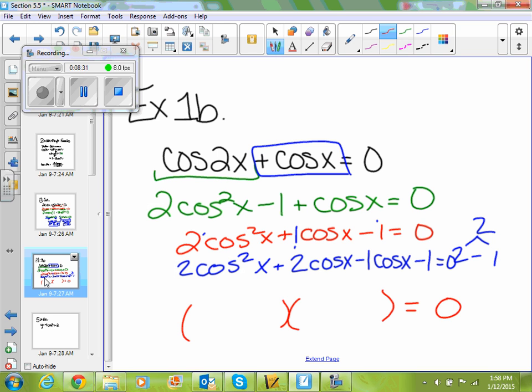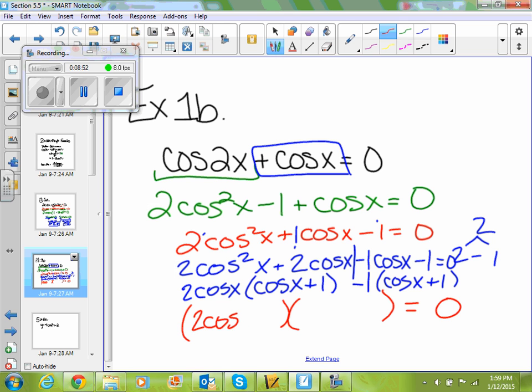So then if we factor that out, I can factor out a 2 cosine of x from my first term, and I'm left with cosine of x plus 1. I can factor out a negative 1 from my second term, and I end up with cosine of x plus 1. So I know that this factors to 2 cosine of x minus 1 times cosine of x plus 1.